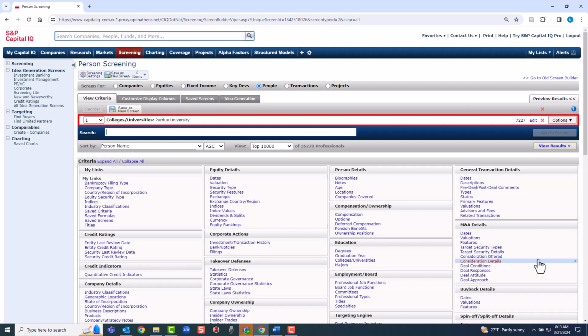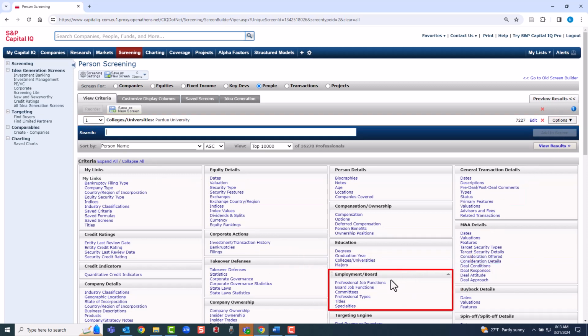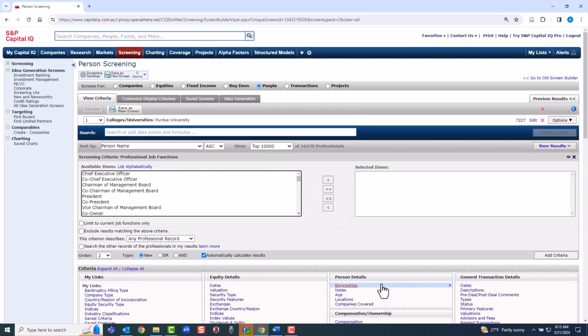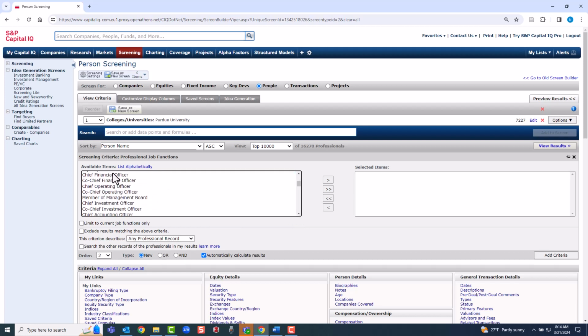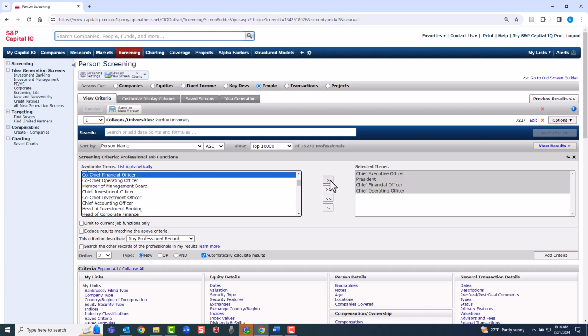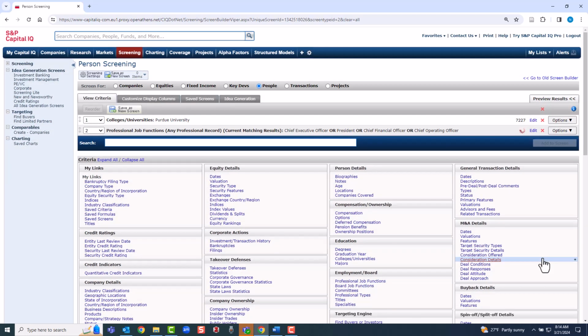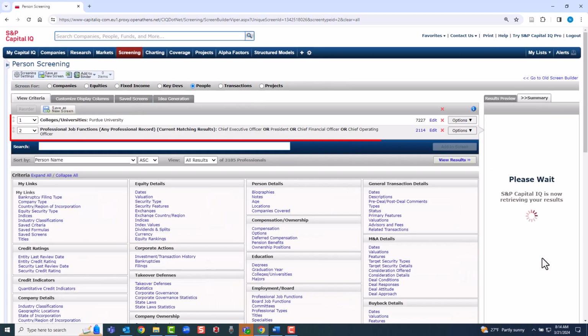We'll next look for Purdue alumni employed in key job functions. For example, CEO, President, CFO, COO. Lots of options. We'll experiment with only a few. Down to 2,000 plus hits.